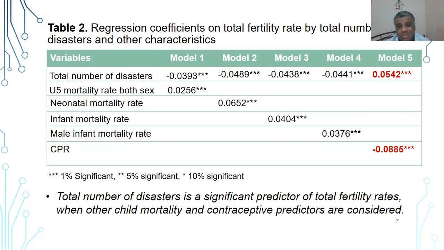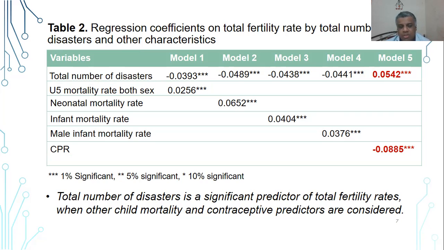From model 1 to model 4, we can see the mortality types are positively associated, but the total number of disasters is negatively associated with the total fertility rate. That means disasters influence and reduce the fertility rate, rather than the way the mortality rate has influenced fertility rate in Bangladesh.